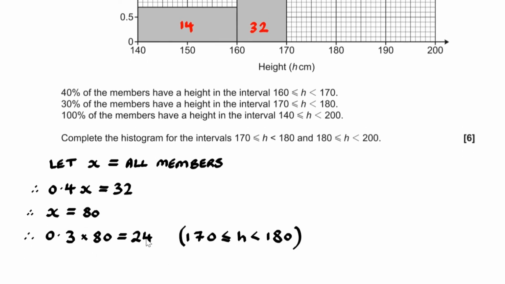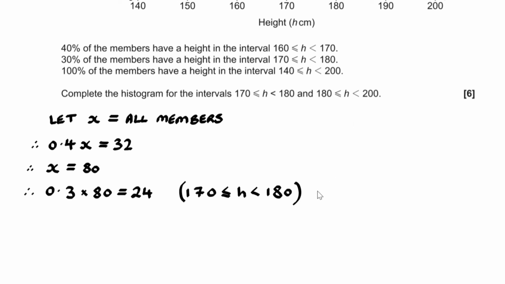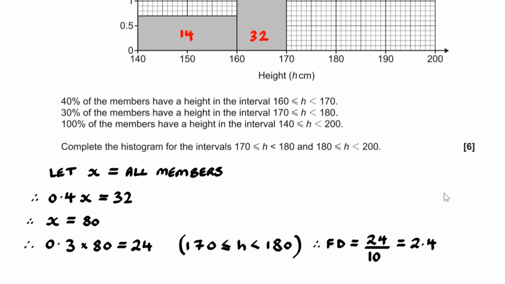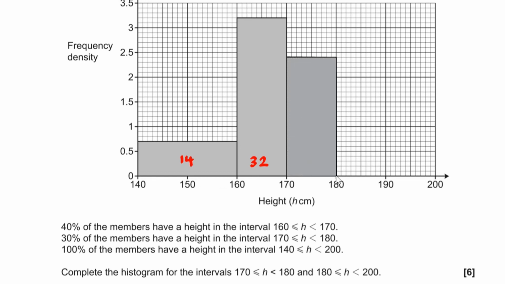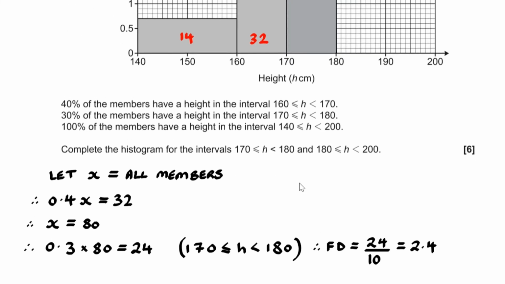So if we've got 24 people between 170 and 180, the frequency density in this case will equal 24 divided by the class width of 10, which is equal to 2.4. So what I need to do now is draw a line up from here up to 2.4, and therefore we have the next part of our histogram completed. We know we have 24 people here.